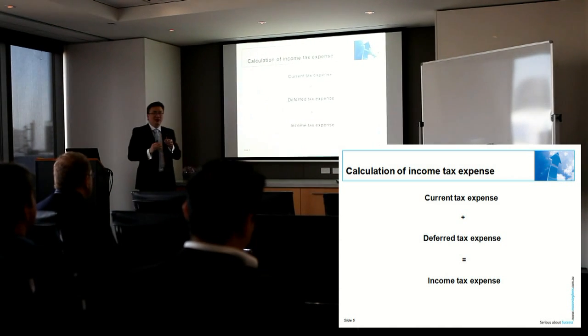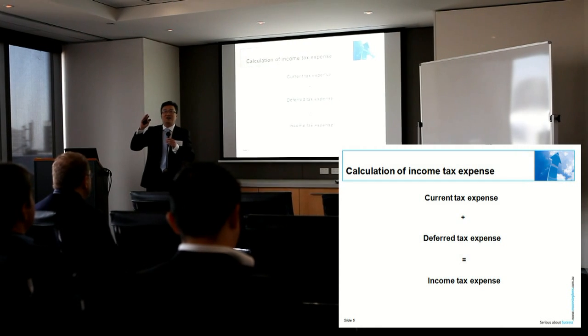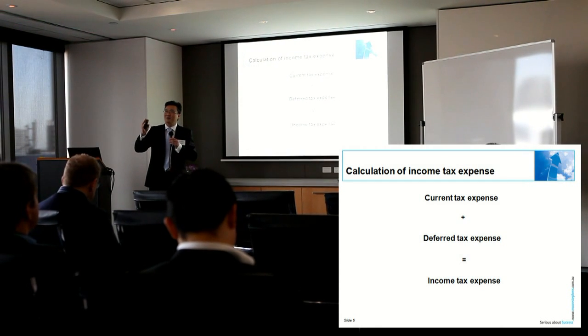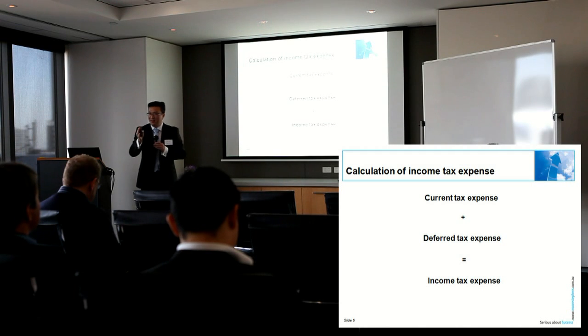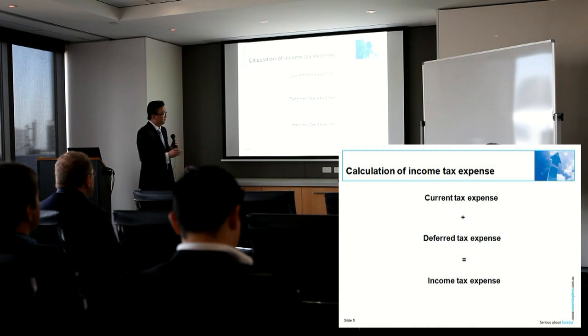The current tax expense is merely your corporate tax rate multiplied by your taxable income. That's it. Right? That's the tax that you pay to the ATO in the current year. Taxable income multiplied by your corporate tax rate.